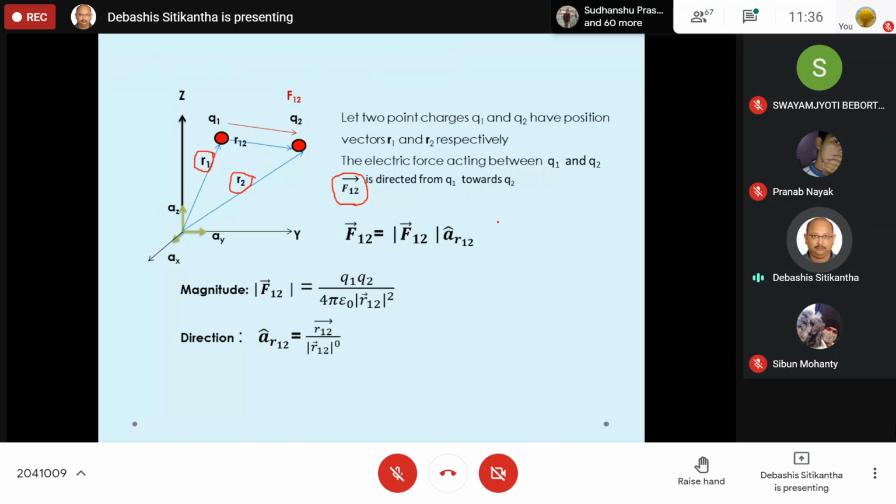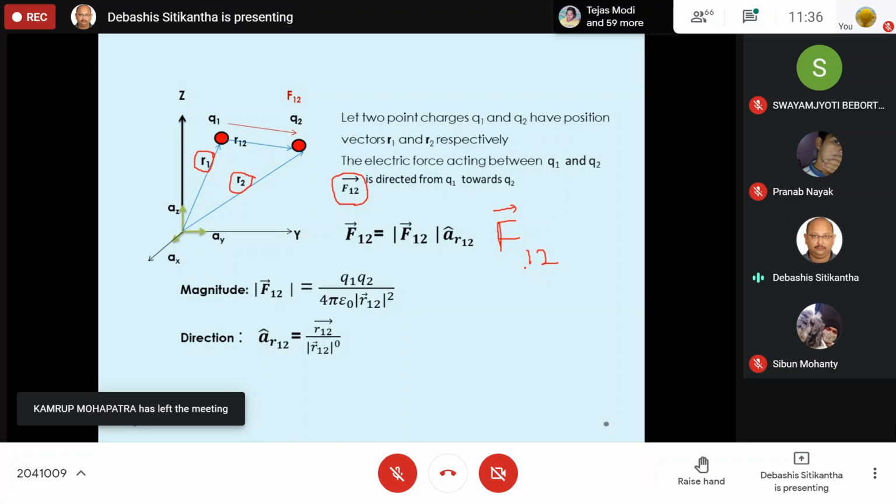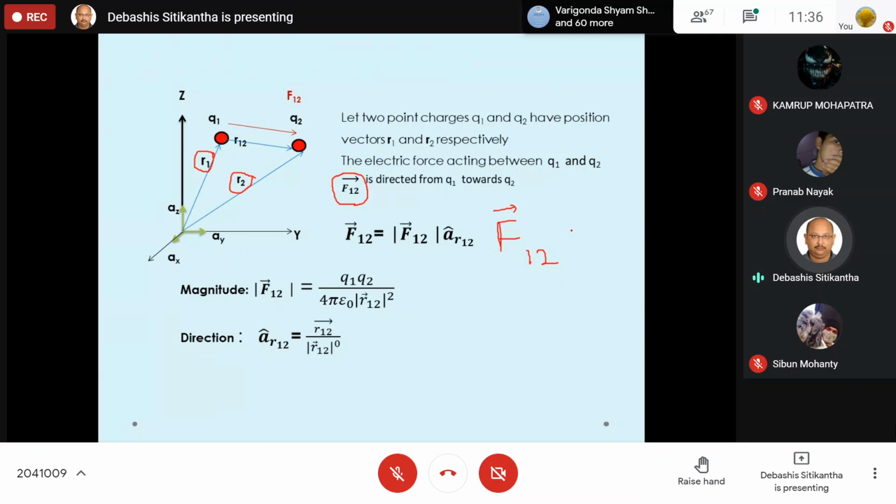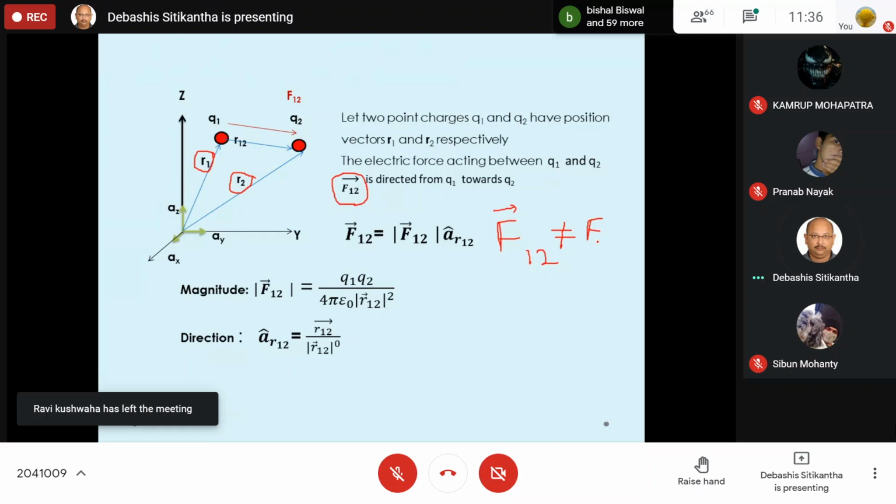Now, please remember that whenever we are writing this electric force vector F12, the position of this 1, 2 is very important. This suggests that I am calculating the force on the charge Q2 because of this charge Q1. Please remember this, because it is very important: F12 is not going to be the same as F21. So the F12 vector is not the same as the F21 vector.